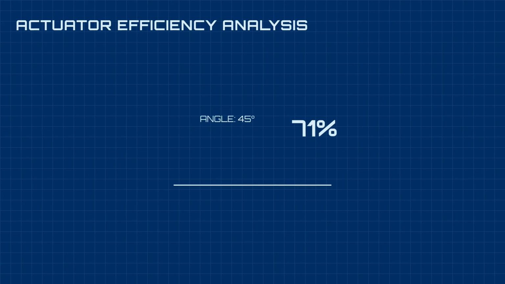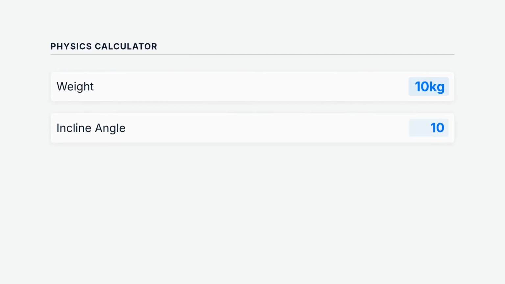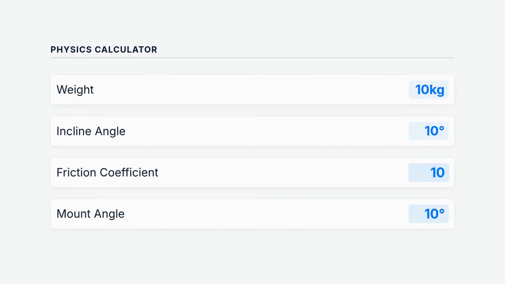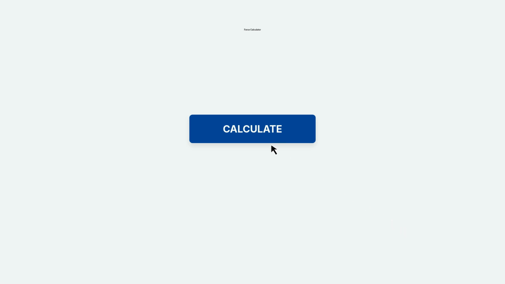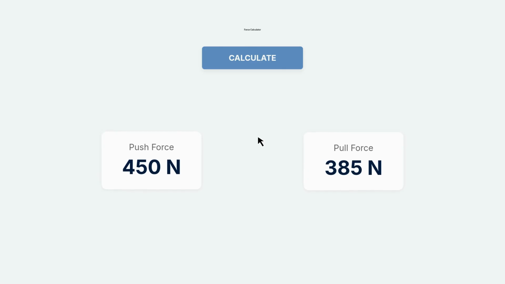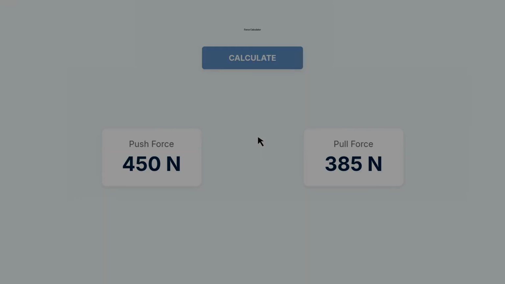Now, let's look at a practical example. I'll enter 10 kilograms for weight, 10 degrees for incline angle, 10 for friction coefficient, and 10 degrees for actuator mount angle. After clicking Calculate, the tool computes the required actuator force, considering both gravitational and frictional components on the incline. The results show the precise force needed to overcome resistance and move your load effectively.